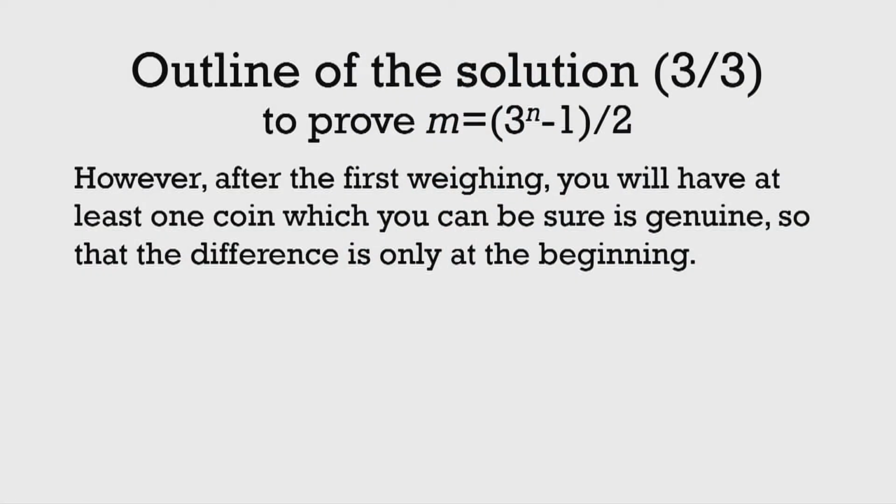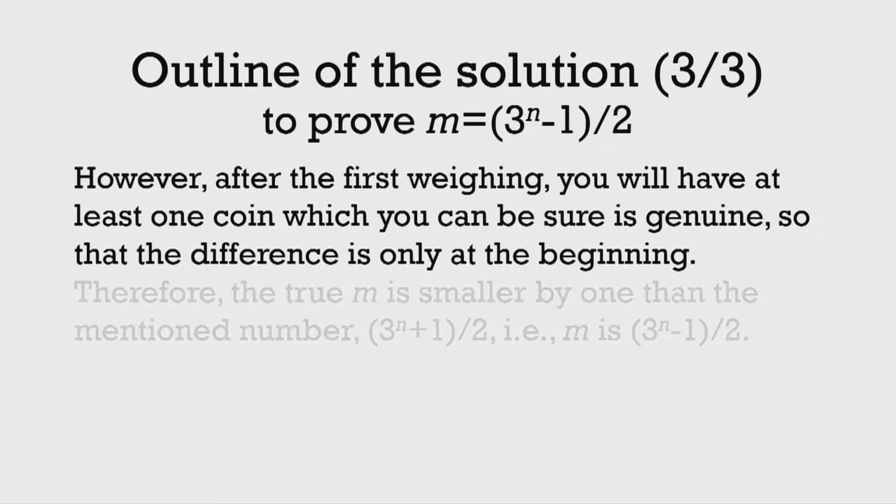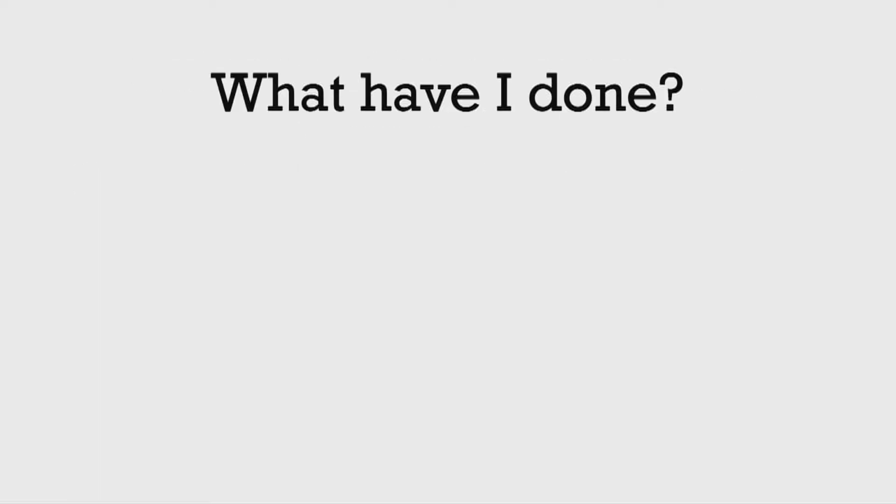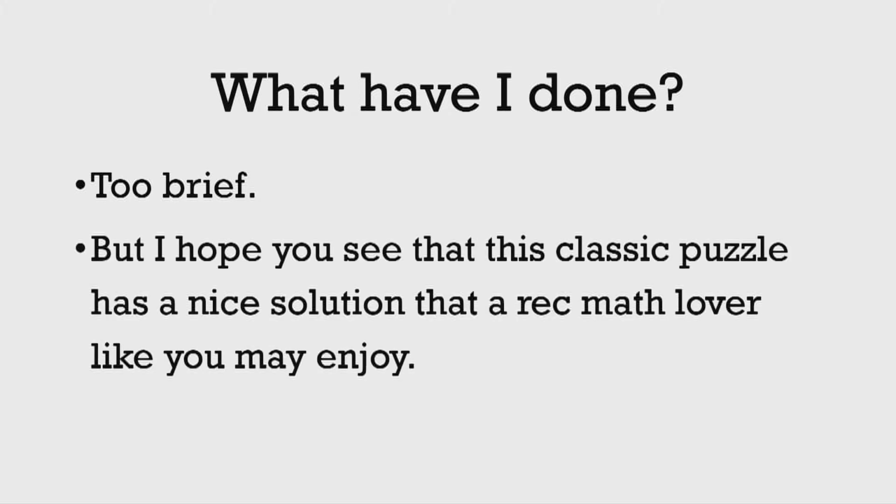However, after the first weighing, you will have at least one coin which you can be sure is genuine, so the difference is only at the beginning. Therefore, the true M is smaller by 1 than the mentioned number, (3 to the power of n plus 1) over 2. That is to say, M is (3 to the power of n minus 1) over 2. That's what we wanted. Done. Okay, but what have I done? I admit that my explanation was too brief, but still, I hope you see that this classic puzzle has a nice solution that a recreational mathematics lover like you may enjoy.